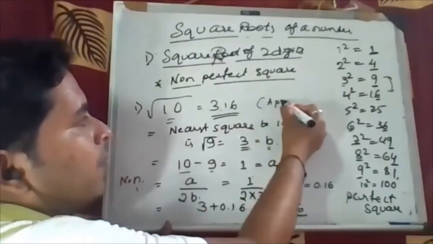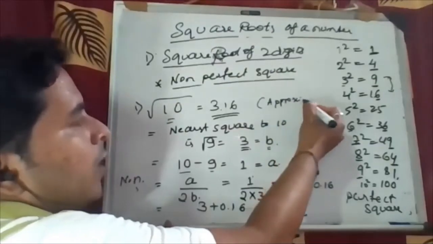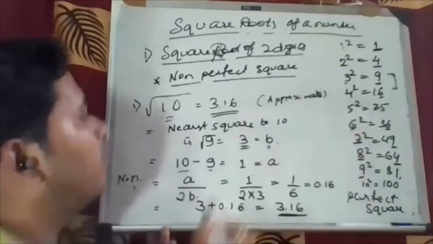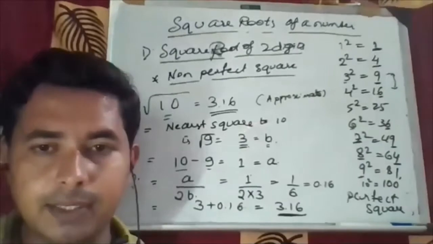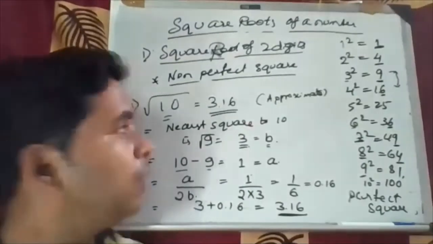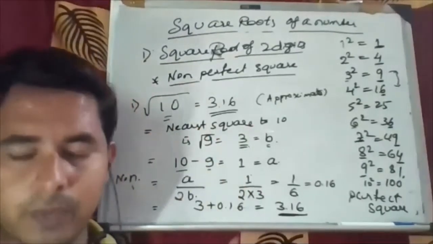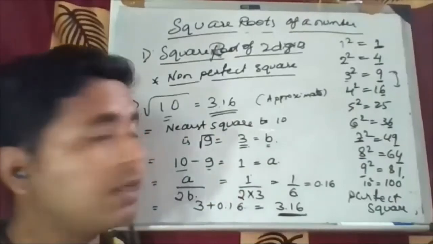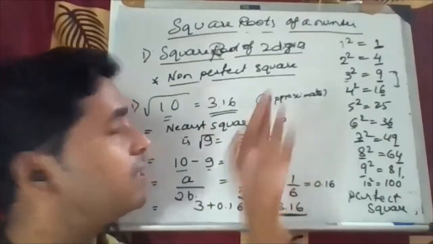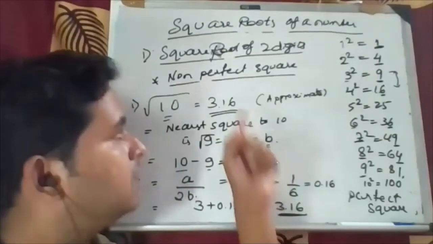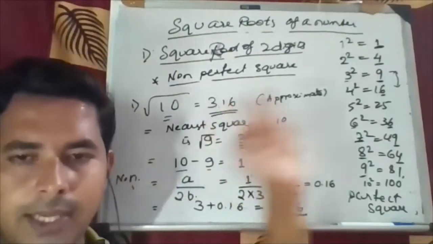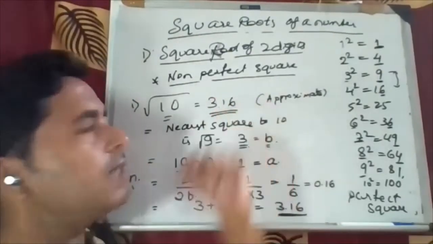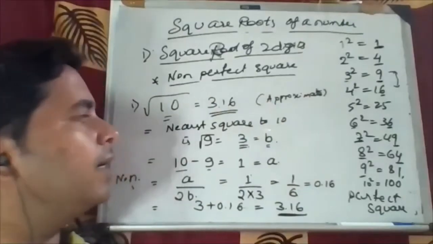So it is what now? An approximate value. This is called an approximate value. Why approximate? Because we are finding the square root of a non-perfect square. Whenever you find the square root of a non-perfect square, you always get an approximate value. This is not an ending value. This will be a recurring value. So this is approximately 3.16.